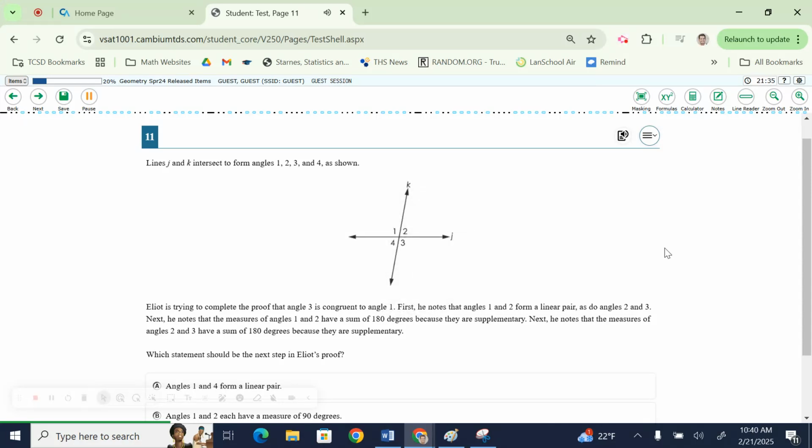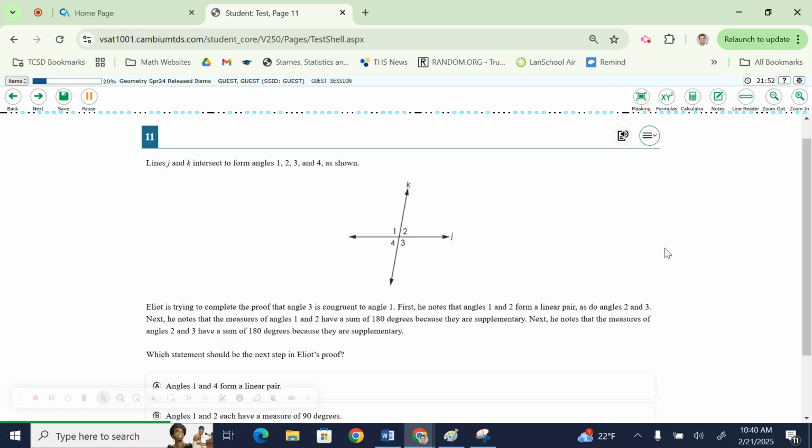Geometry OST Spring 2024 release test items number 11. It says lines J and K intersect to form angles 1, 2, 3, and 4 as shown. Elliot is trying to complete the proof that angle 3 is congruent to angle 1. First, he notes that angles 1 and 2 form a linear pair, as do angles 2 and 3.